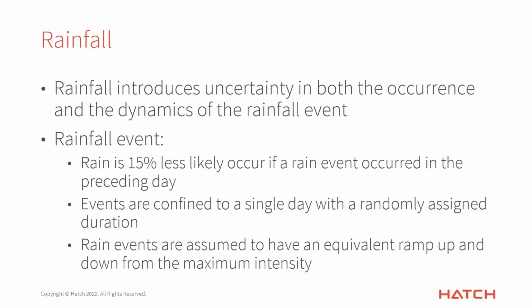A few assumptions we're going to make are that rain is less likely to occur if the previous day was rainy. So we're just going to decrease the likelihood of a rainfall event happening on a subsequent day by 15%. We're going to say that all of our rainfall events are going to be confined to a single day, so they can't pass over midnight. They'll all be contained within 24 hours. A final thing that we're going to assume is that we're going to have the maximum intensity happen in the middle of the rainfall event profile, and there'll be a constant ramp up and ramp down to that maximum intensity.